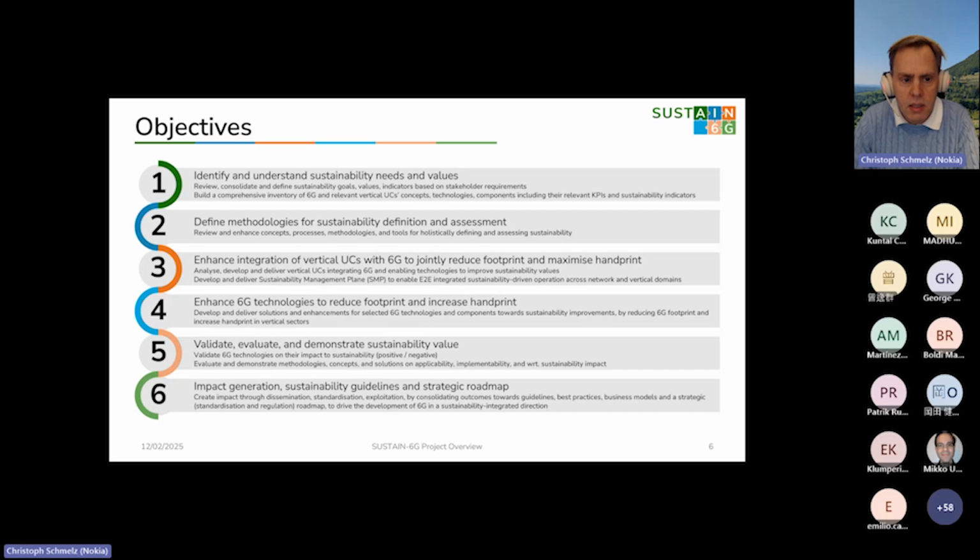Then the use case integration and the 6G technologies enhancement. I mean, there's lots on the table, in particular on 6G technologies or concepts, so we will not reinvent the wheel here, but we have identified a number of gaps which are still there, at least from an SNS context, we will be working on.